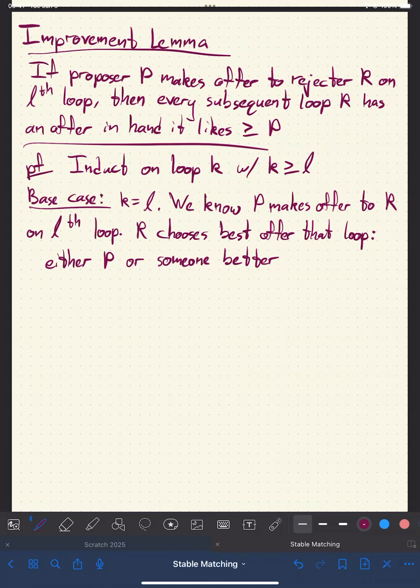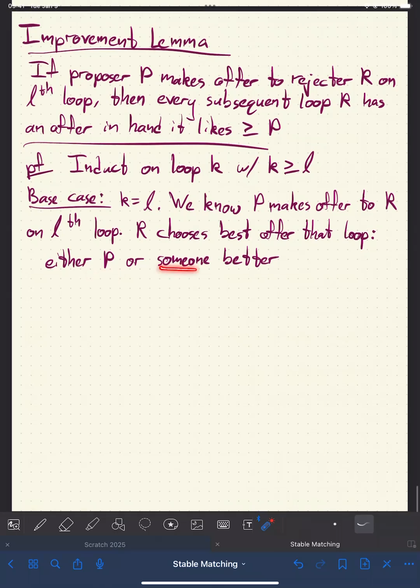We're going to go through this quickly because we walked through the intuition already, and it's really not much more than that intuition, but we want to use our tools. We can actually use induction on this. We're going to induct on loop K for every K greater than L. We start on loop L, and we induct on everything after L, which is what we're trying to prove, on subsequent loops. The base case is to set K equal to L, the loop that we start at. What do we know? We know that P makes an offer to R on that loop. And we know by the algorithm's design that R is always going to choose its best offer that loop. So it's either going to choose P or someone better.